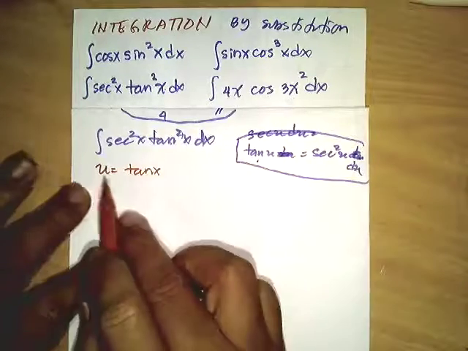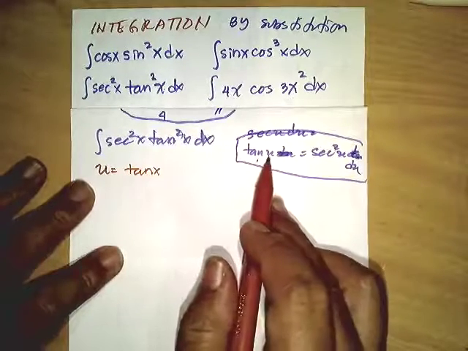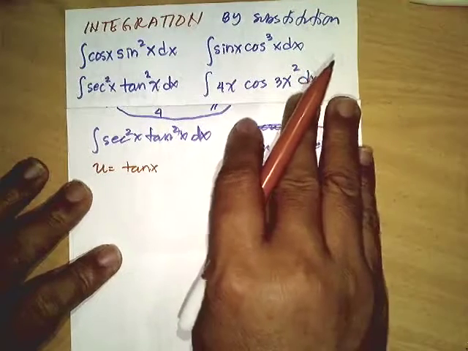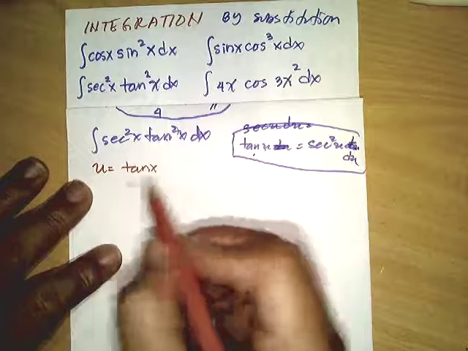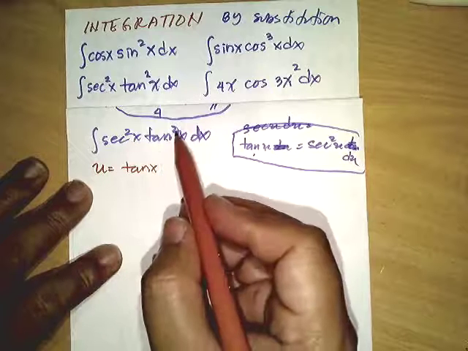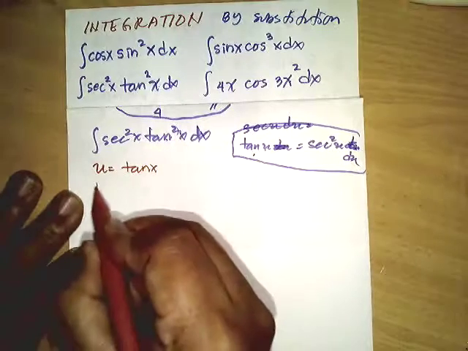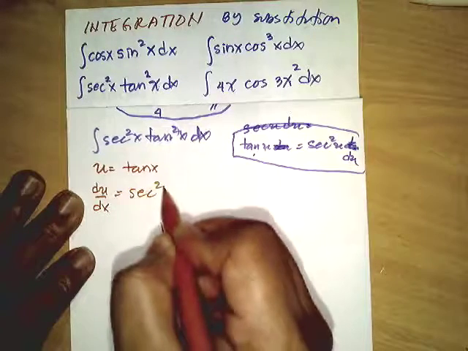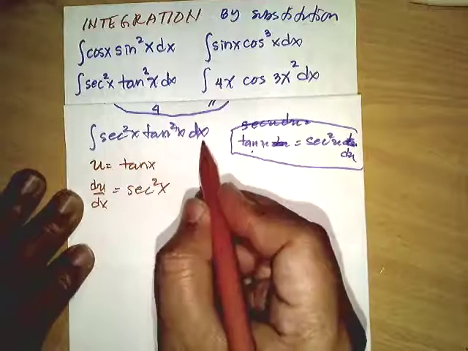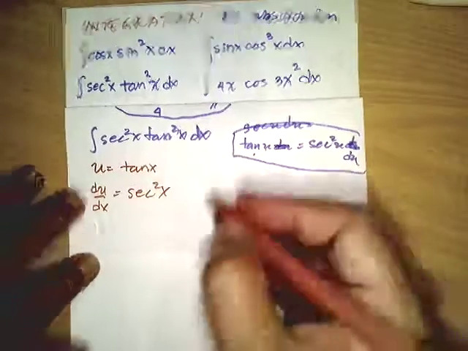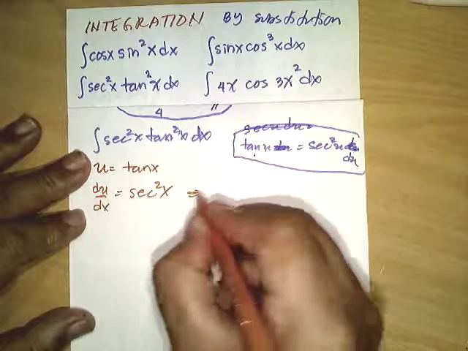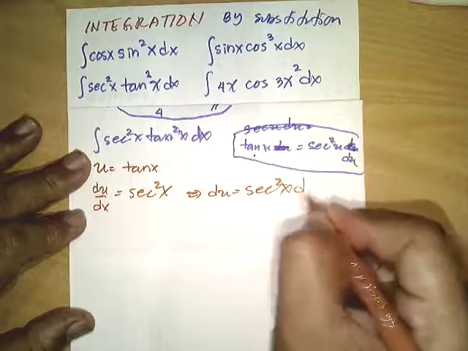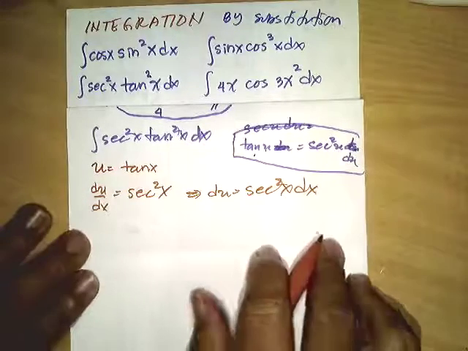By the way, this u there and that u there are different. This is a formula, so they're actually totally different. So here we let our u be the tangent x because it has the power, and when you take the derivative of that tangent x, it will give you secant squared x, which is actually that remaining. So the derivative of u is equal to secant squared x dx. Now we are ready for substitution.